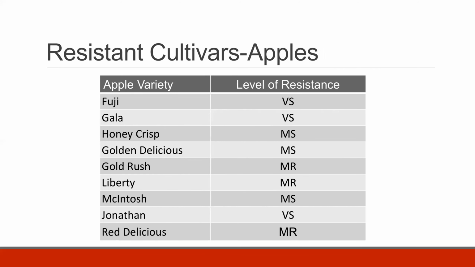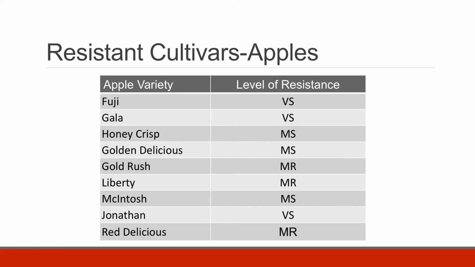Resistance in cultivars that are favored by the consumer is minimal. And as you can see here, the most popular varieties by consumers, such as Fuji, Gala, and Honeycrisp, are very susceptible or moderately susceptible to fire blight. The level of reported resistance, however, is not very reliable. So for example, Golden Delicious, which is reportedly moderately susceptible, as shown here.